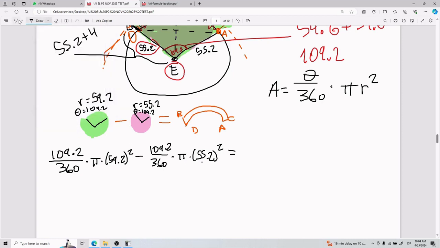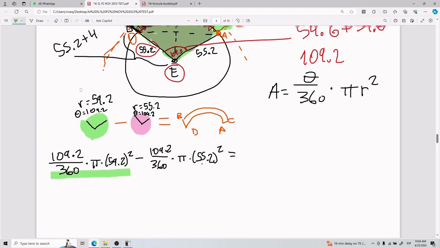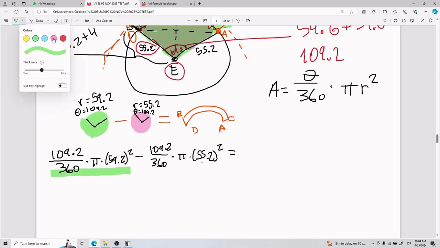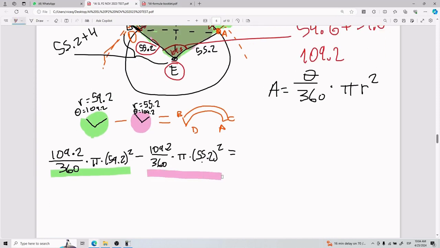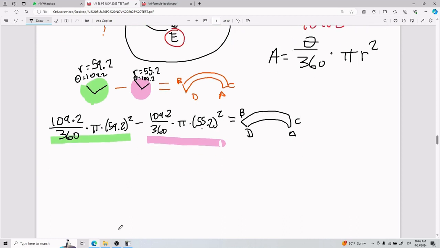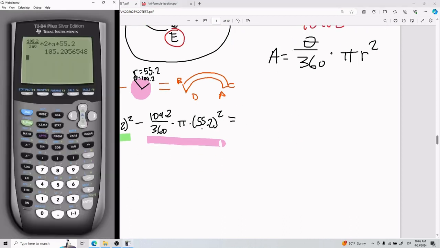So just to be mega clear, this in green is the sector of the big one, right? And this in pink is the sector of the smaller one. And so if you take the big sector subtracted by the small sector, you end up with the small sliver that you need, right? Of ADBC, okay?